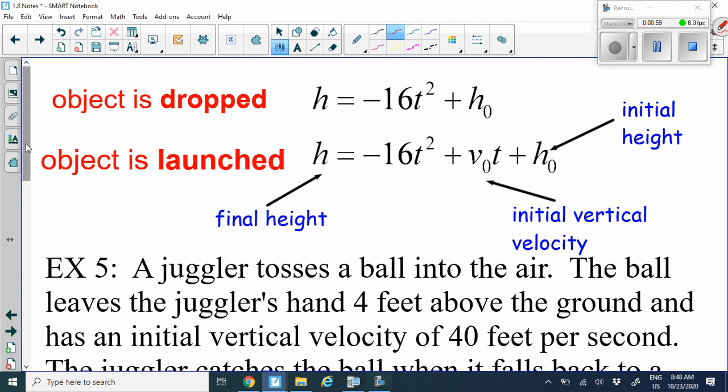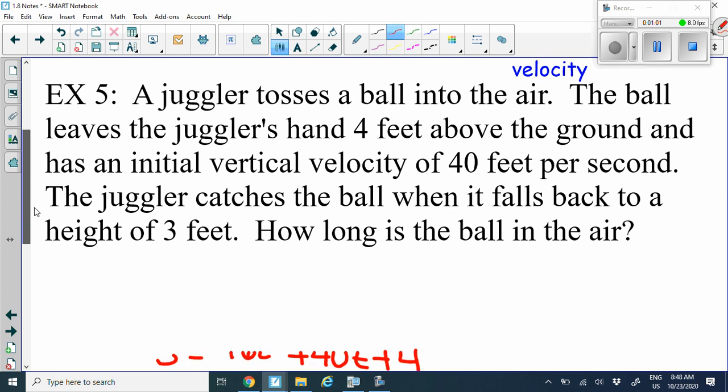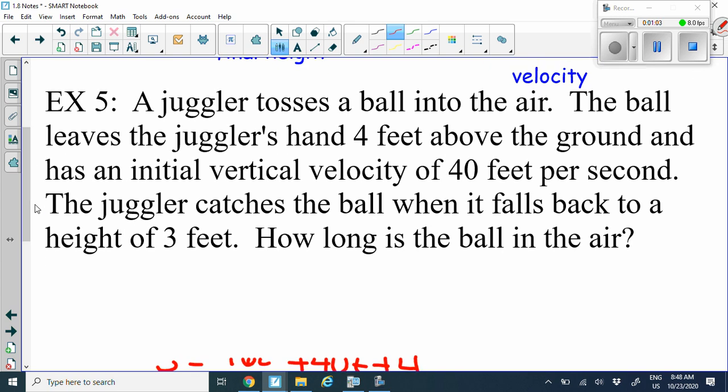Okay, let's look at example 5. It says a juggler tosses a ball into the air. The ball leaves the juggler's hand 4 feet above the ground and has an initial vertical velocity of 40 feet per second. The juggler catches the ball when it falls back to the height of 3 feet. How long is the ball in the air?